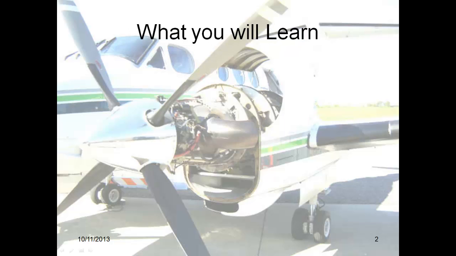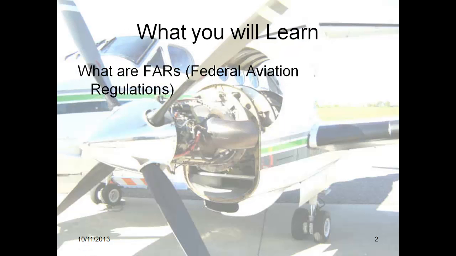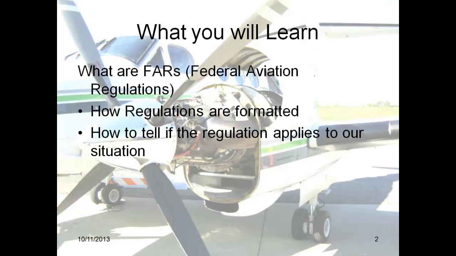We're going to talk about what FARs are, Federal Aviation Regulations. We're going to talk about how regulations are formatted. We're also going to find out how to determine if a regulation applies to our situation. For instance, I'm not a flight attendant, and there's regulations for flight attendants. So where do you look in the regulation to find out whether or not this applies? We'll also talk about how to decipher the lawyer words.